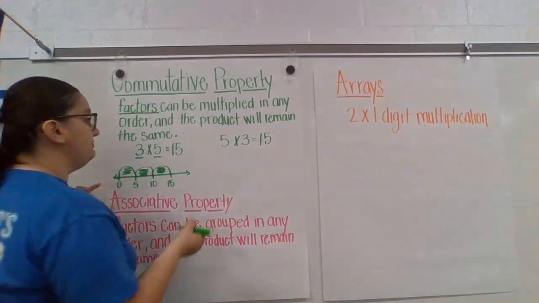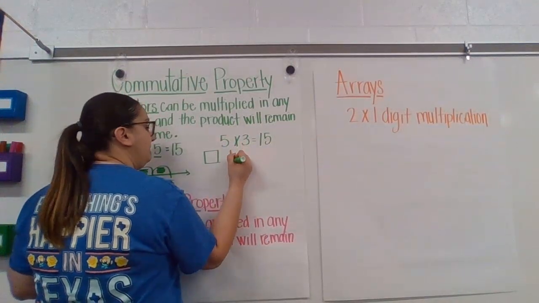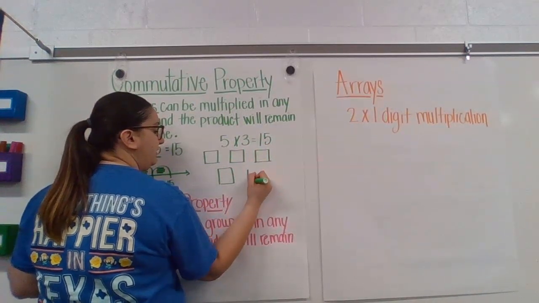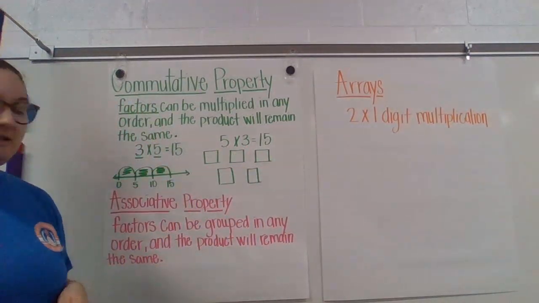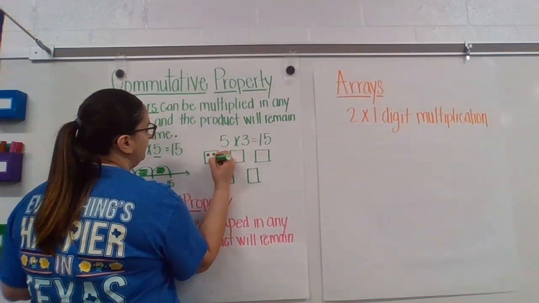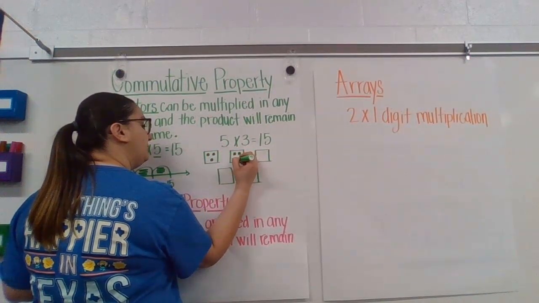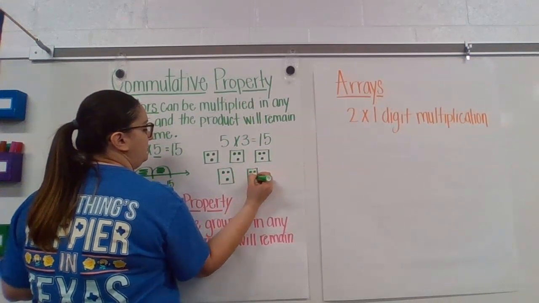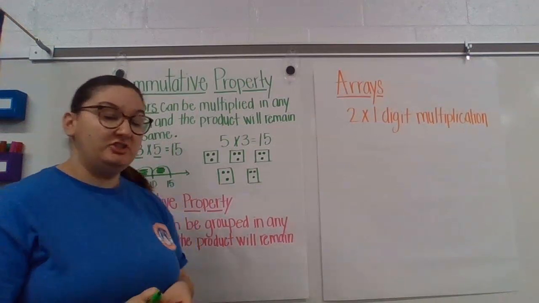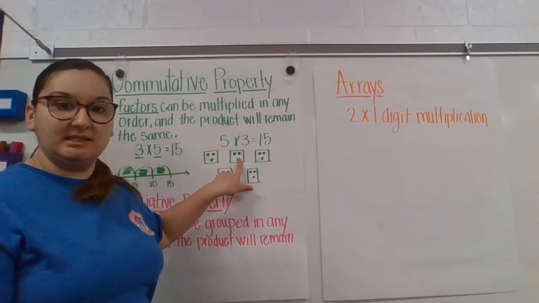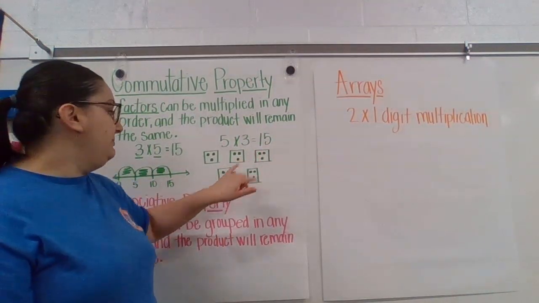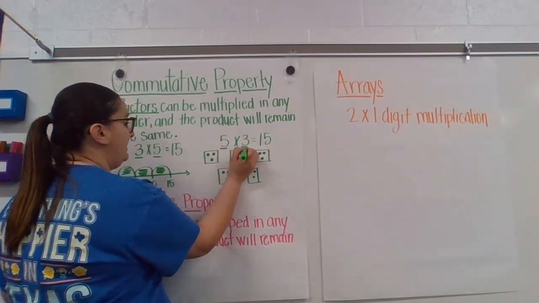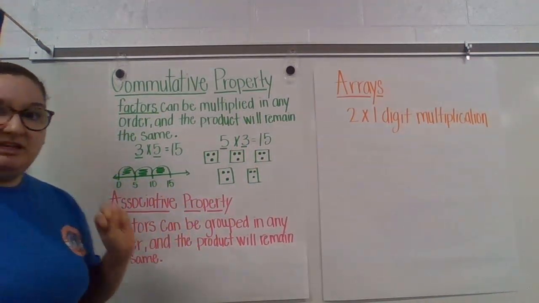So I'm going to have 5 groups. 1, 2, 3, 4, 5. And I'm going to have 3 in each group. 1, 2, 3 in each group. Now, if I add all of those up, I should get a product of 15. So I have 3 plus 3 is 6, 6 plus 3 is 9, 9 plus 3 is 12, and 12 plus 3 is 15. So that is correct. No matter the order my factors are in, I will still get 15.